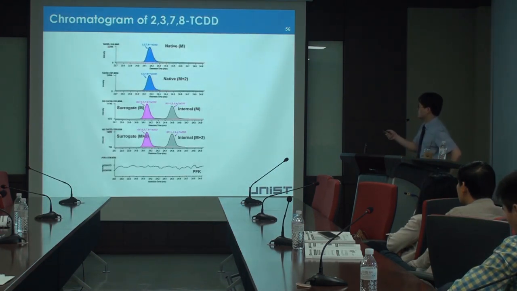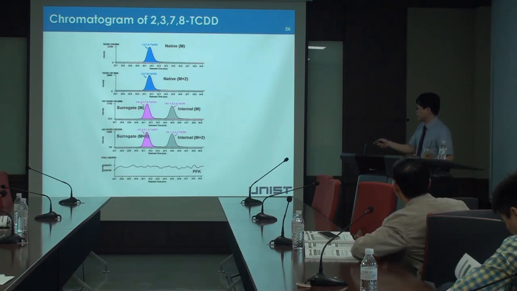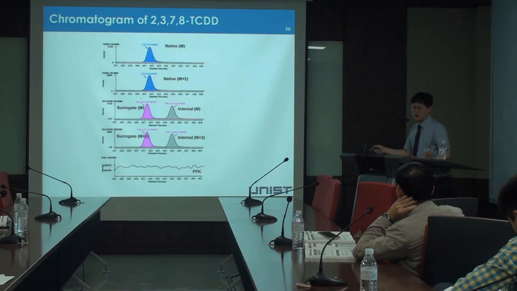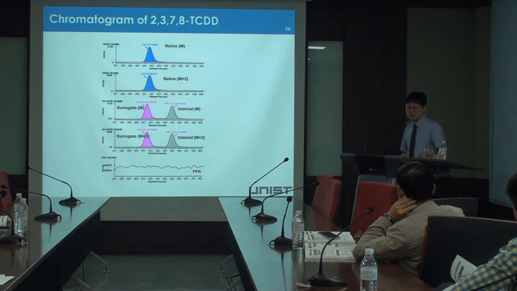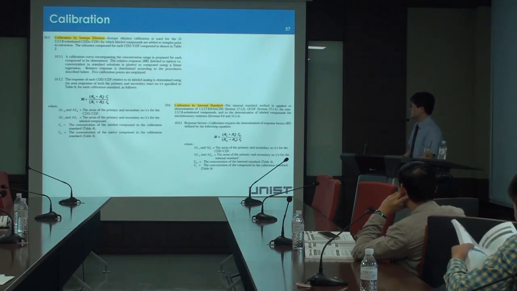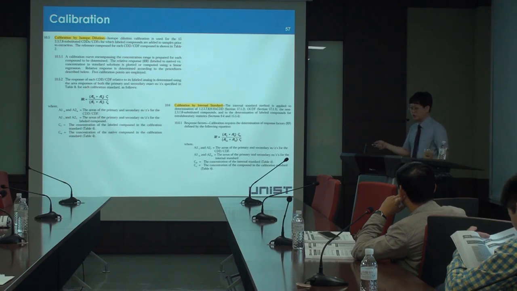So this is the quantification of this one. This is the native sample, our sample peak. And this is the surrogate standard peak. And this is the internal standard peak. So the peak types are different. Okay? There are many complicated standards. So isotope dilution quantification is much more complex compared to other chemicals. This is more explanation of calibration. These are all from the US EPA method. Probably you can read this scheme later.